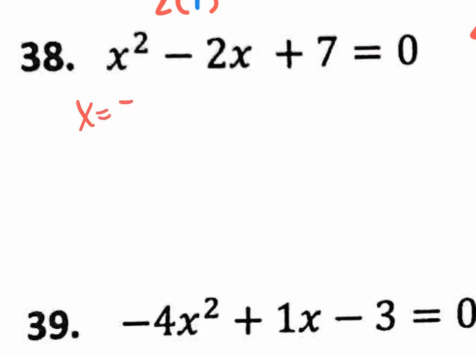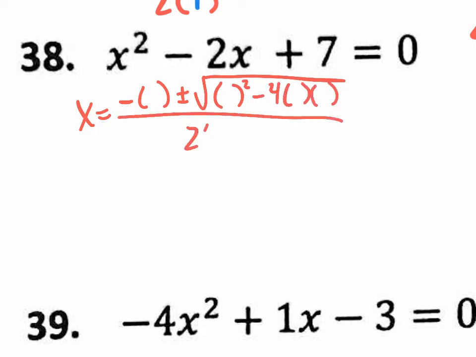x equals negative b plus or minus the square root of b squared minus 4 times a times c all divided by 2 times a. The a value is 1, the b value is negative 2, the c value is 7. So let's plug in the b value of negative 2 right there and right there, the a value of 1 up here and down there, and the c value of 7 right there at the very end.